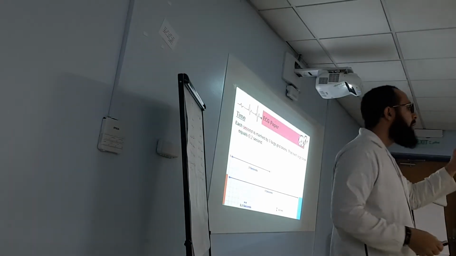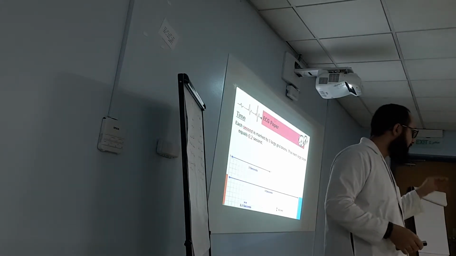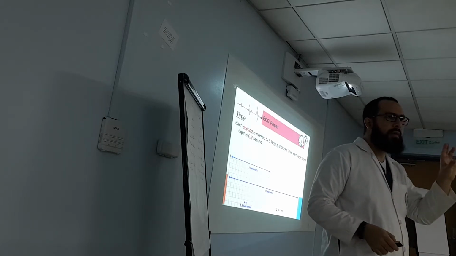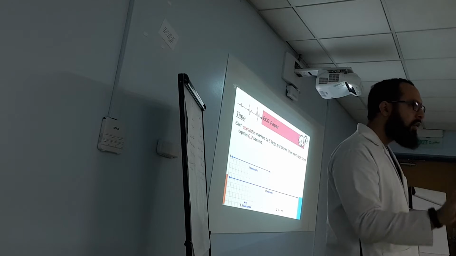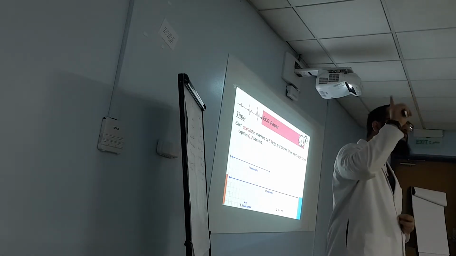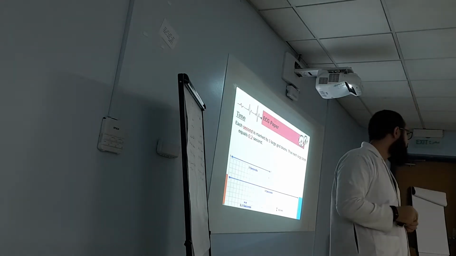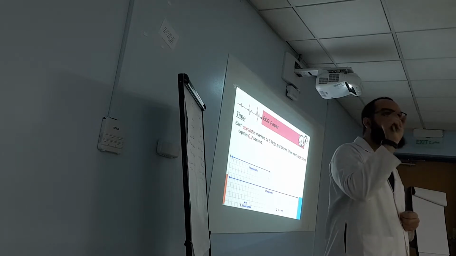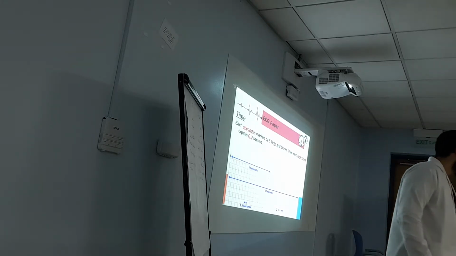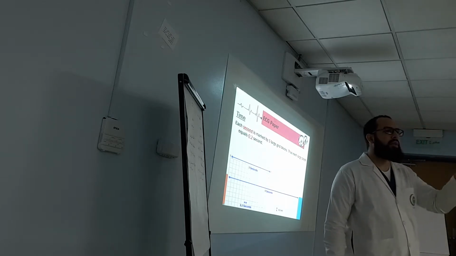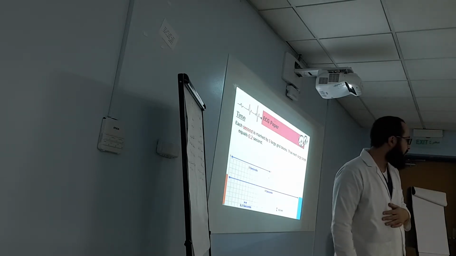I'm talking smaller now. I will talk about the small square. How many small squares in 1 second? 25. So now divide 1 second over 25 small squares. How much time in the small square? 1 divided by 25.